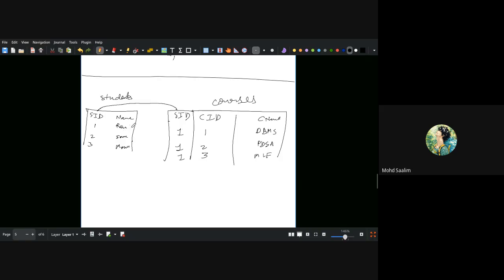First row: 1, Ram, 1, DBMS. In the second row, again 1, Ram, 1, 2, PDSA. This is the second row. The third row will be 1, Ram, 1, 3, MLF. Right? It is very simple. For the fourth row, we will have 2, Sonu, null, null, null. We will have null on the right hand side. This is how outer join works. Whatever is present in the left, take it and fill null on the right hand side.